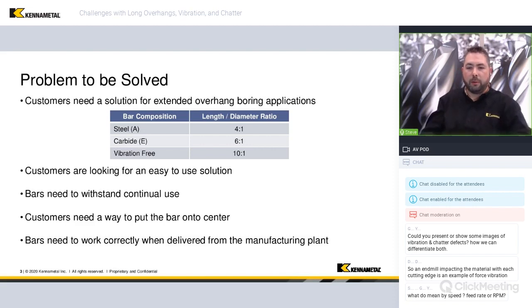So let's talk a little bit about what we are after here in terms of these boring bars. The first thing I want to talk about, because we talked about extended reaches and long overhangs, is that these ratios that you see here are very important. The stiffness of the material is going to be extremely important, right? We talked about stiffness, damping, and mass. It's not just part of our vibration equation, but we're also thinking about that deflection in and out of the chip, right? So you can see that if we go from steel to carbide, we can really increase the length to diameter ratio.